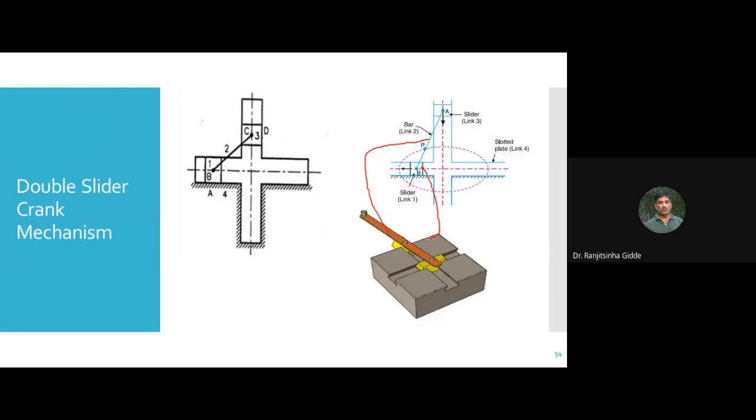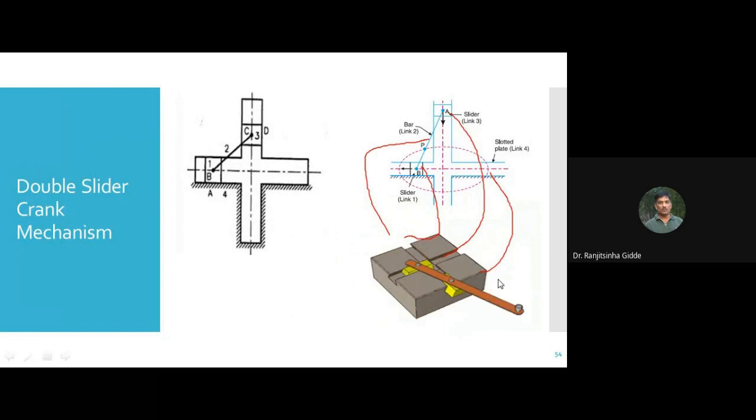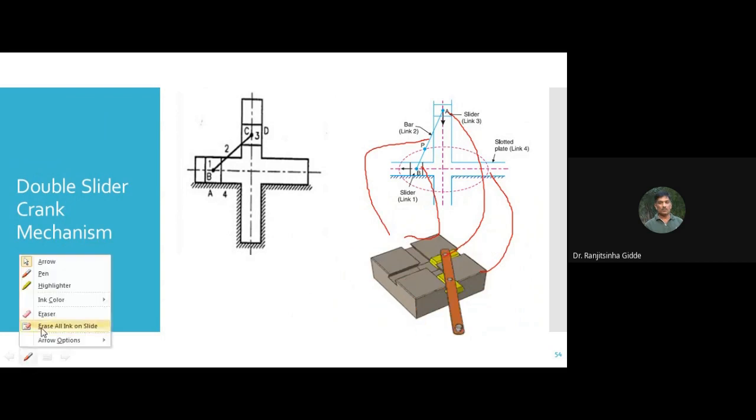This one is the slider 1 and this is slider 2, and this one is the slotted plate. So two sliders, one bar and one slotted plate, that is nothing but the double slider crank mechanism.